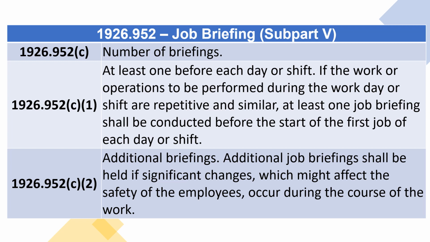1926.952(c)(2), Additional briefings. Additional job briefings shall be held if significant changes, which might affect the safety of the employees, occurred during the course of the work.